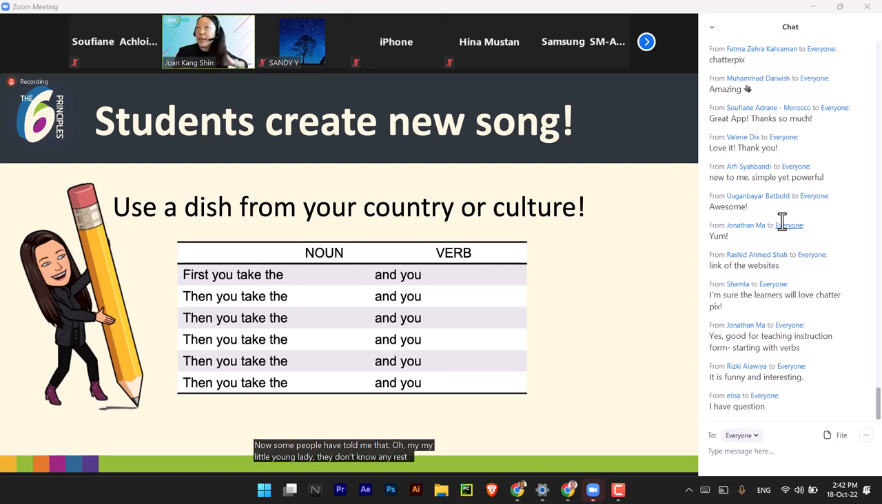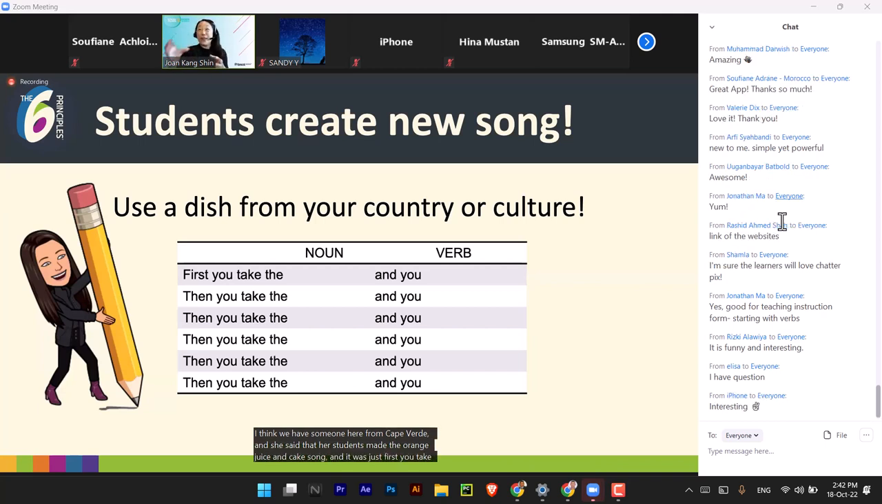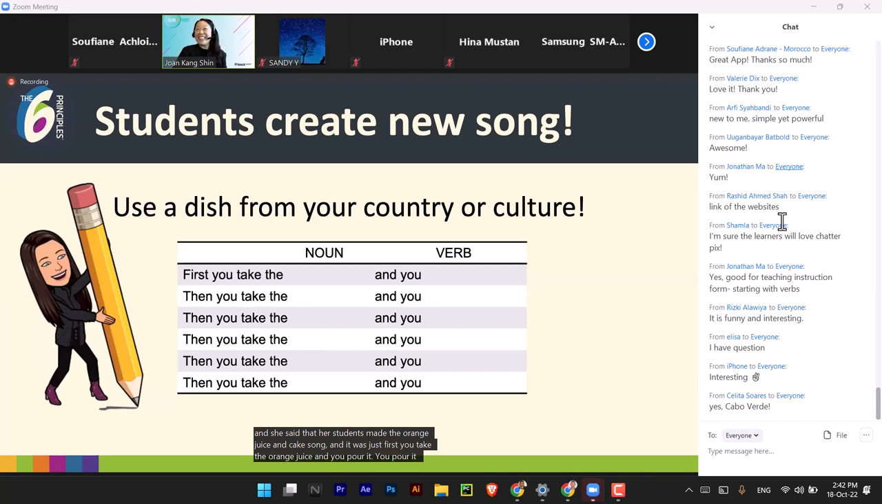Now, some people have told me that, oh, my little young learners, they don't know any recipes. Well, that's okay. I had a teacher and she was from Cape Verde. I think we have someone here from Cape Verde. And she said that her students made the orange juice and cake song. And it was just, first you take the orange juice and you pour it, you pour it. Then you take the cake and you slice it, you slice it. And they made a simple song about what they like to eat.